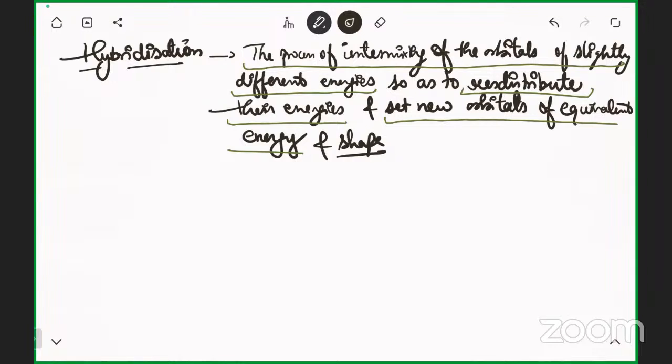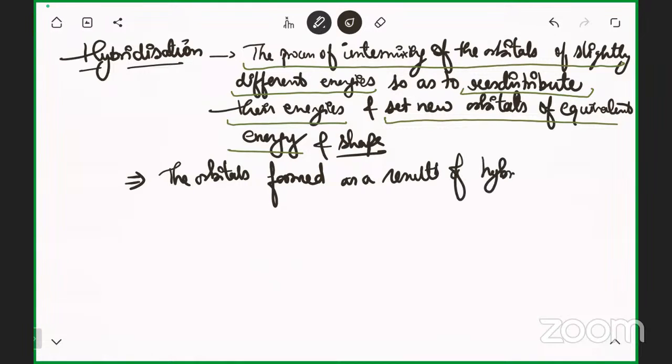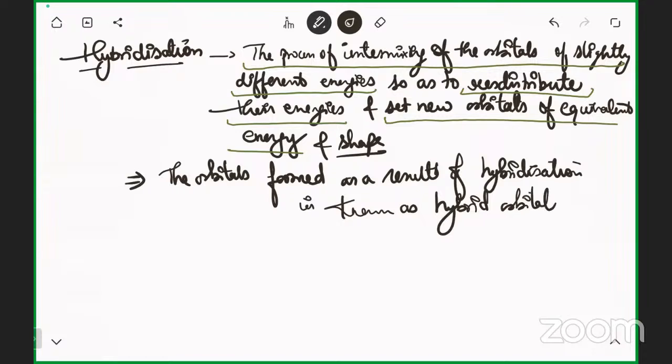One more thing you have to remember. The orbitals formed as a result of hybridization are known as hybrid orbitals, or you can say hybridized orbitals. Clear the definition? Yes, sir. Okay.